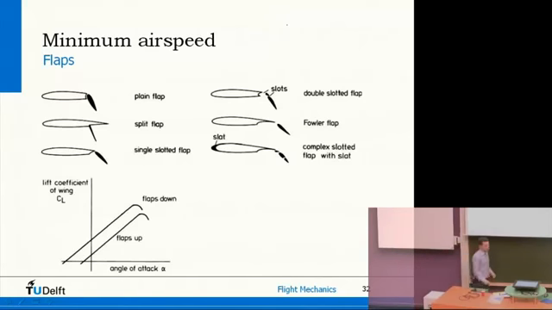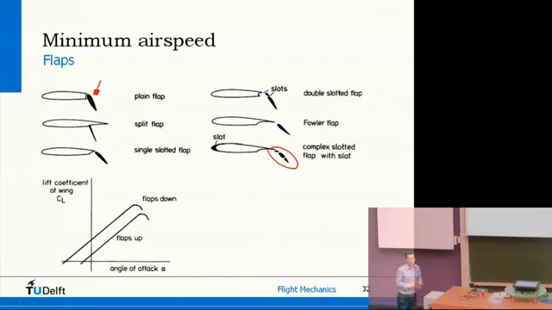Now there are various options to do this. You can have a very simple flap, a plain flap, up to very complex systems. So this is what you call a triple slotted flap. It's a flap which consists of 3 parts which are all mechanically linked to each other. And you can imagine that the one on the right works most efficiently from an aerodynamic point of view.